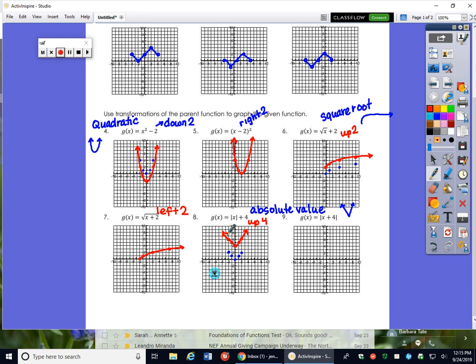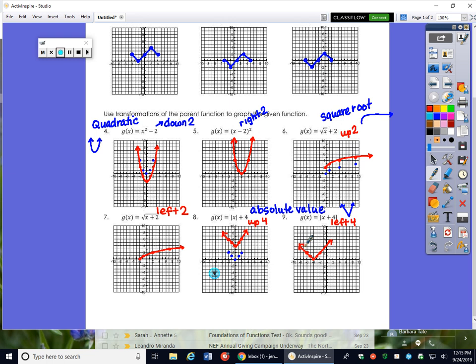And then for number 9, because it's inside the function, this means we're going to go left. It's the opposite of what you see inside the function. So we're going to take each one of those and go left. So this was negative 2, 2. We're going to go left 4. 1, 2, 3, 4. And then 1, 1 is going to be 1, 2, 3, 4. This is going to go to 4. This one's going to go to here. And this one's going to go to here.